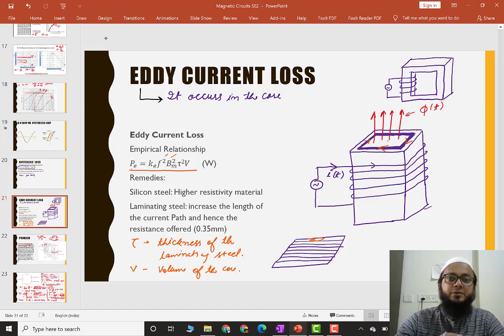So in the next unit, we will be discussing transformers, which is based on the second portion of the magnetic circuits, and then we will discuss the rotating machines.